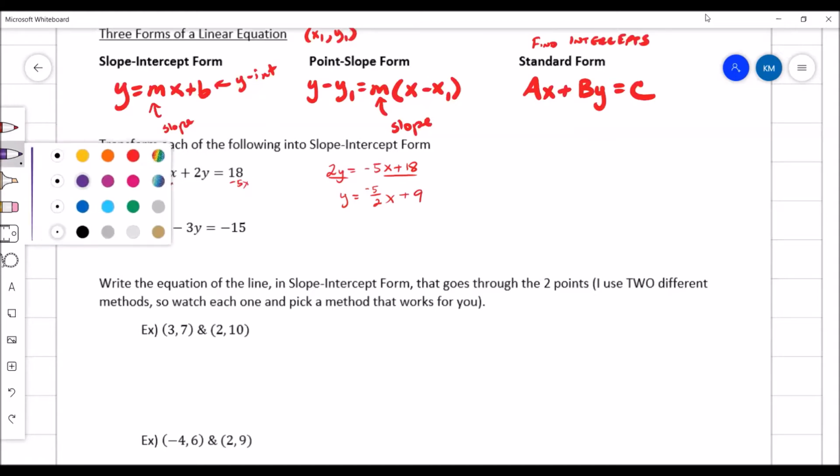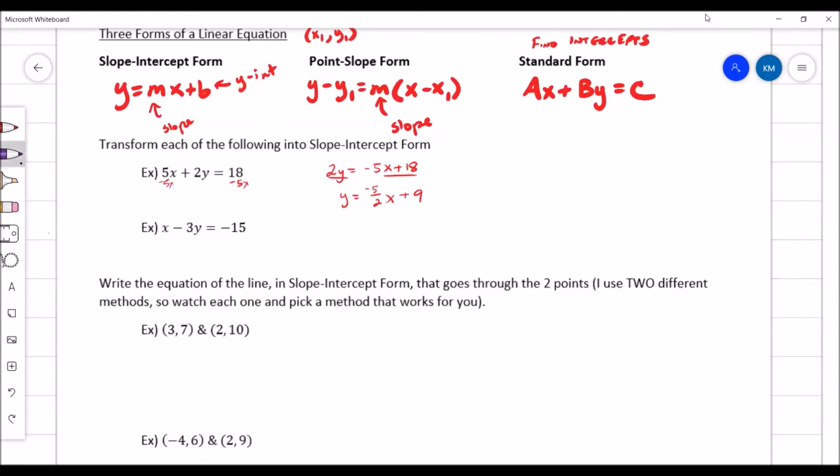Remember that we want to use fractions rather than decimals because this fraction is the slope. It tells us go down 5 and to the right 2. And 2.5 doesn't necessarily give us as much information.